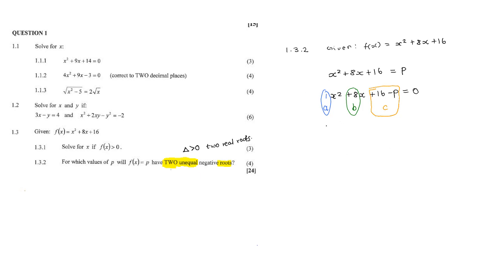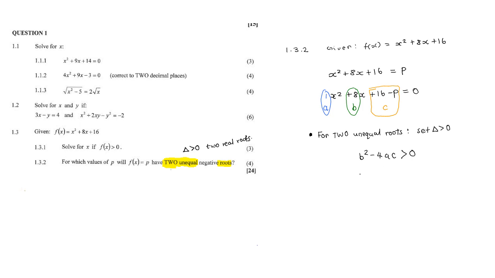You can use their description or you can use that. Let's use their description. So for two unequal roots, set the discriminant greater than 0. So what's the discriminant? The discriminant is b squared minus 4ac. We want to know when is that greater than 0.